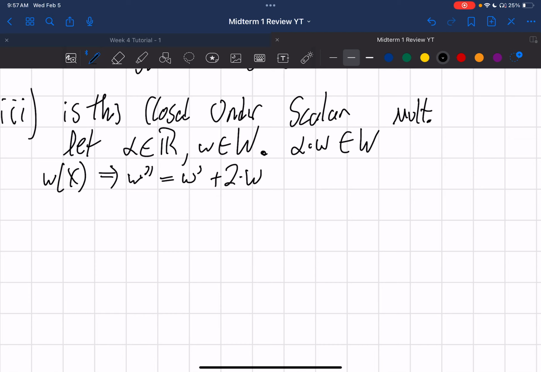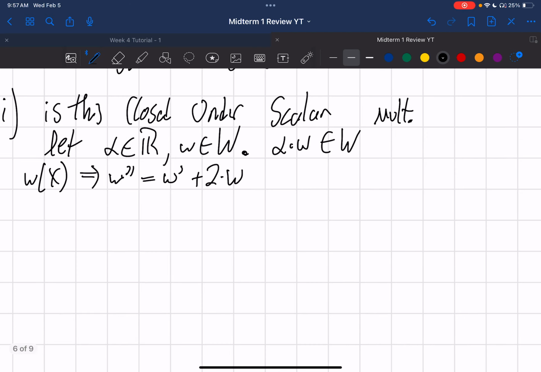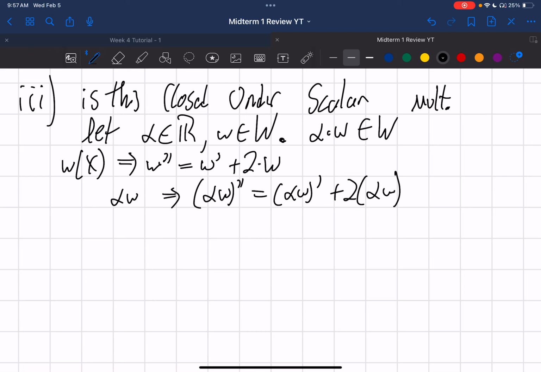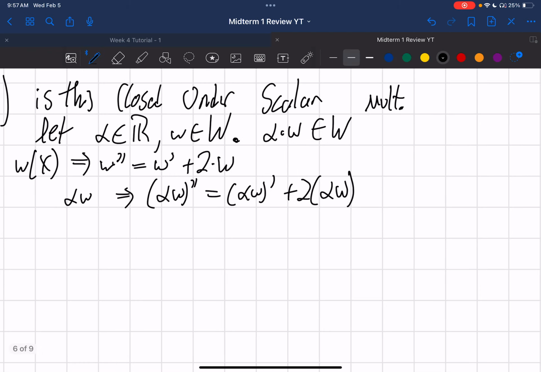Once again, we could move things to the other side, or we can just cleanly multiply alpha by our rule and then see if it still abides by our rule. So we're trying to show if now alpha w abides by this rule. Now what does alpha w look like? That looks something like this. The second derivative of alpha w is equal to the first derivative of alpha w plus 2 times alpha w. All right?